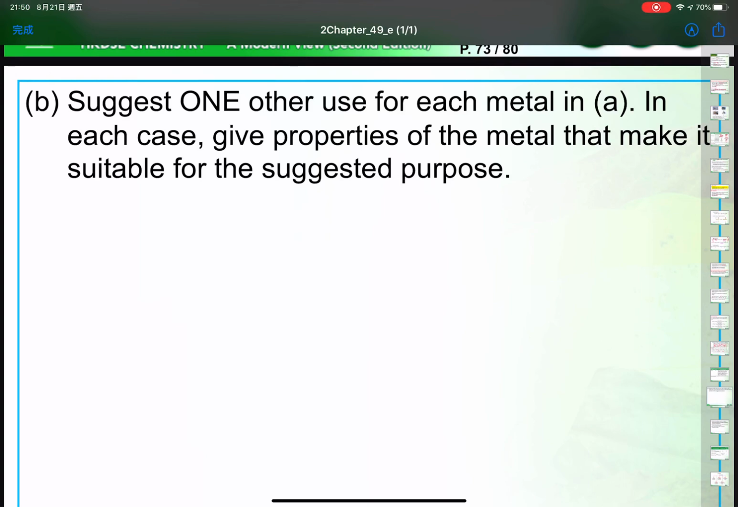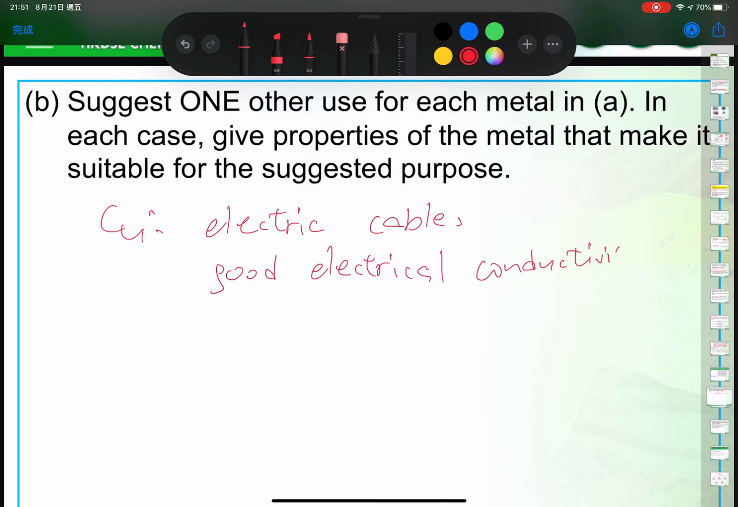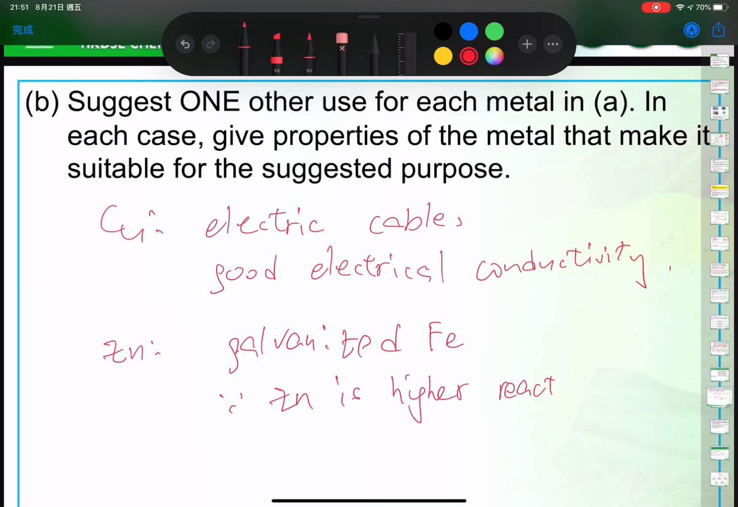Suggest one other use for each metal. In each case, suggest suitable properties. Like for example, copper. What is the use? Electric cables or electrical wires. Because why? Good electrical conductivity. Alright. How about zinc? Galvanizing iron, right? Since zinc is more reactive than iron, you can protect the iron.